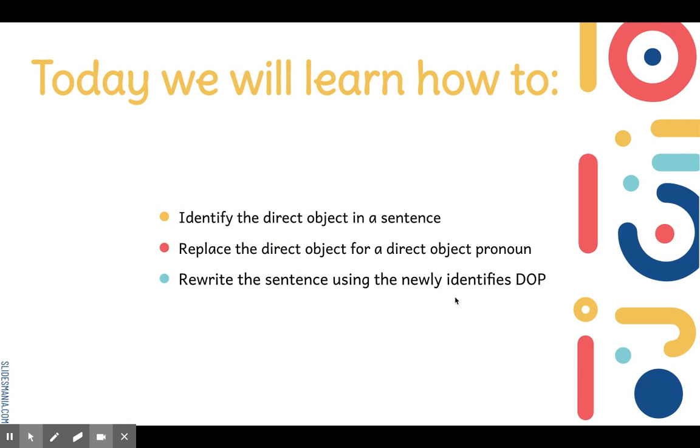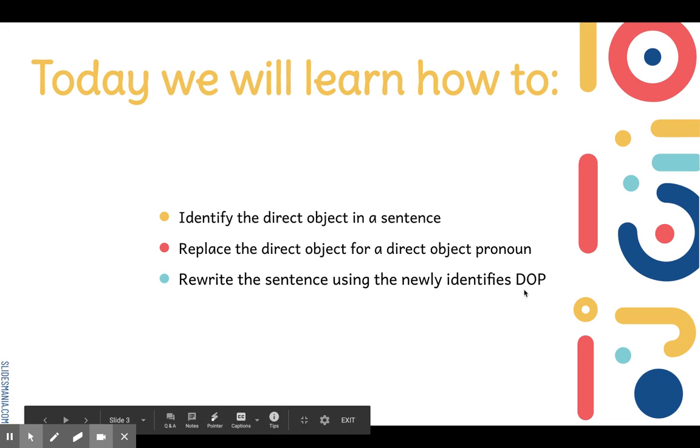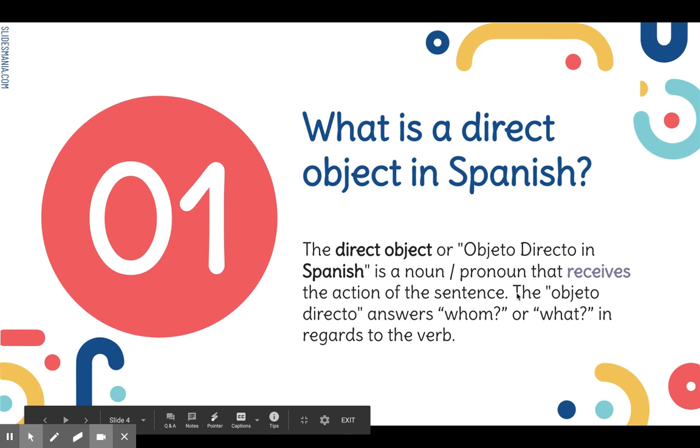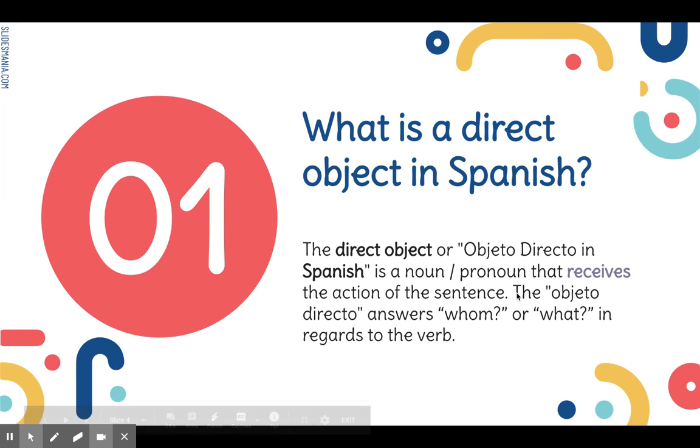So today we are going to learn to identify the direct object in a sentence. We're going to learn how to replace the direct object with the direct object pronoun. And we're going to learn how to rewrite the sentence using the newly identified DOP, direct object pronoun. So let's start with the basics.